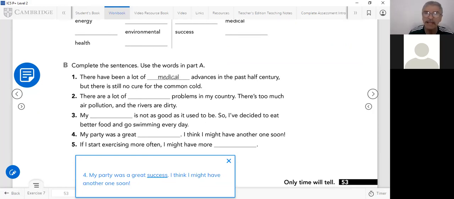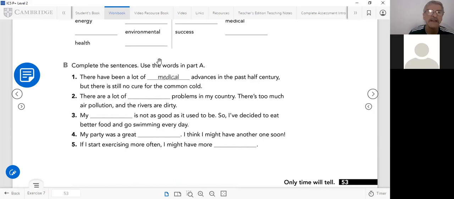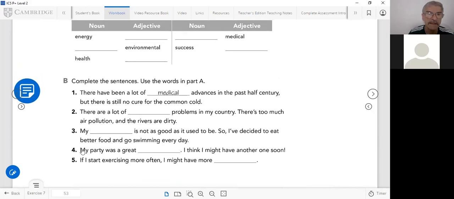So can you read the next one, please? If I start exercising more often, I might have more energy. Is it energetic or energy? Energetic or energy? Energetic. No, it's energy.